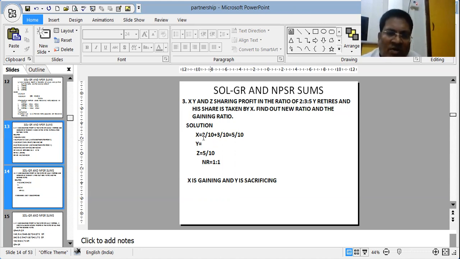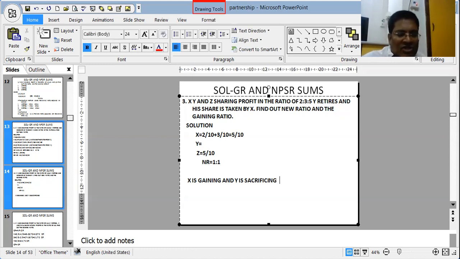By X. So he was already getting 2 by 10. Now he will be getting 3 by 10 more. That means 5 by 10 his share. Y is no more having anything because he has given his share. And Z is having the same ratio, which is 5 by 10. So the new ratio becomes 5 by 10 and 5 by 10, that is 1:1. See, the new ratio has changed. Totally changed. And what else? X is gaining and Y is sacrificing the same amount. 3 by 10, X is gaining and Y is sacrificing 3 by 10. That means over here also gaining ratio is equal to sacrificing ratio.